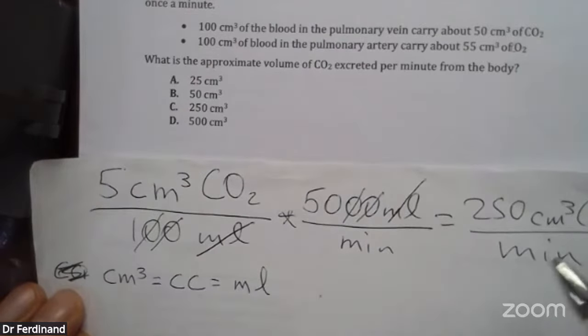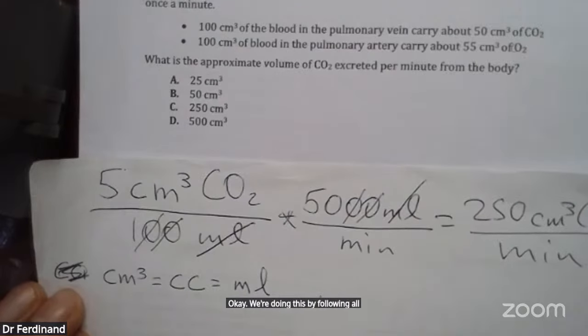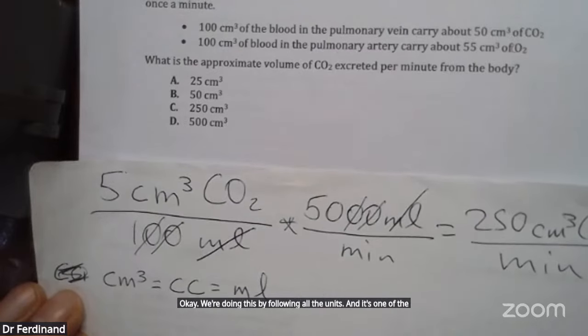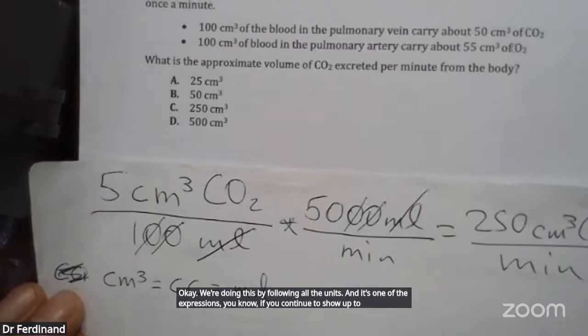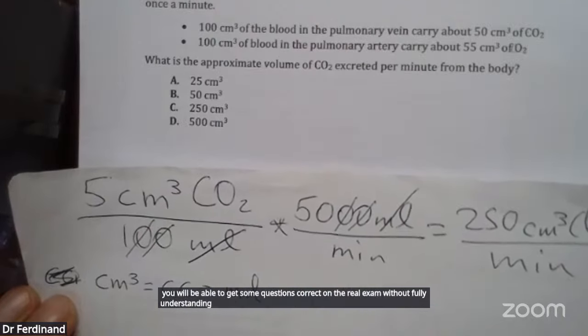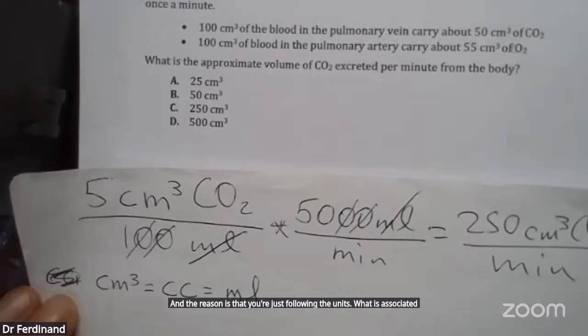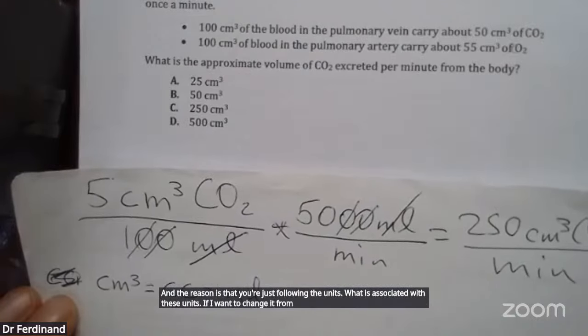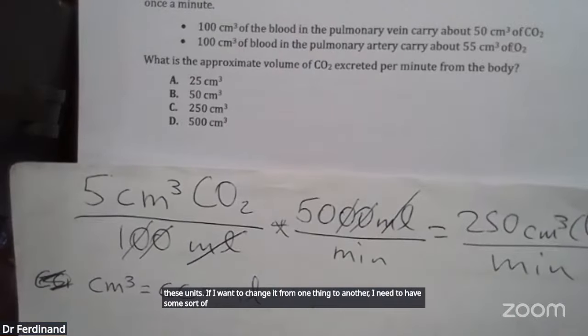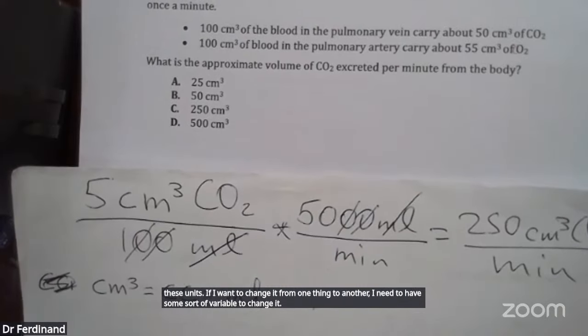Okay, and we're doing this by following all the units. And it's one of the expressions, if you continue to show up to these, you'll hear me say, that if you understand dimensional analysis, if you practice with it, you will be able to get some questions correct on the real exam without fully understanding the question. And the reason is that you're just following the units. What is associated with these units? If I want to change it from one thing to another, I need to have some sort of variable to change it.